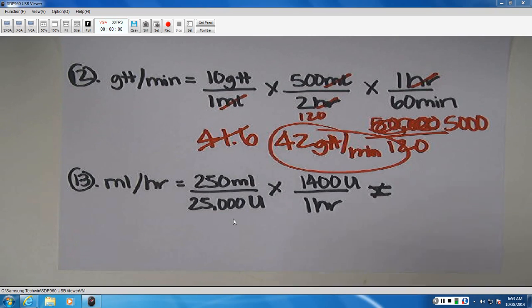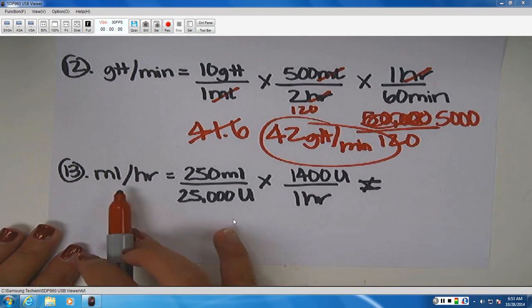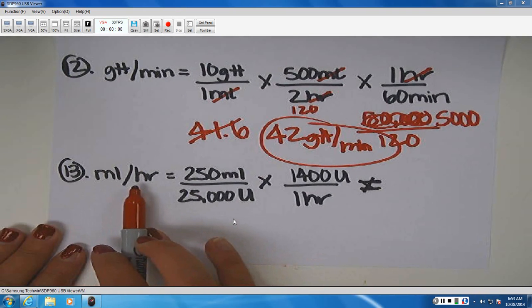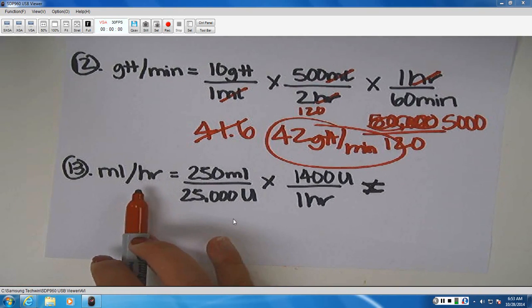So we are solving for mLs per hour, and we have a 250 mL bag that has 25,000 units of heparin in it. That's the dose that we have on hand. One bag has 250 mLs of fluid with 25,000 units of medicine, the heparin. And we want to give 1,400 units per hour. So we're going to set it up like this. Again, we are solving for how many mLs per hour we're going to give. We want to give 1,400 units. So how many mLs per hour is that going to be?